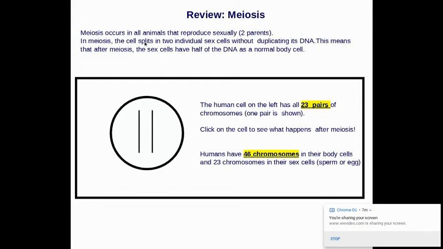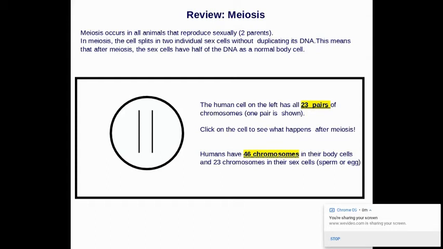So meiosis occurs in all animals that reproduce sexually, meaning with two parents. Okay. So not all living things reproduce sexually. For instance, a bacteria cell can reproduce just by splitting. It's called binary fission, and its offspring are clones. It only has one parent. But when we're talking about sperm and egg, we're talking about sexual reproduction. And meiosis is when the cell splits into two and the two individual cells divide again.